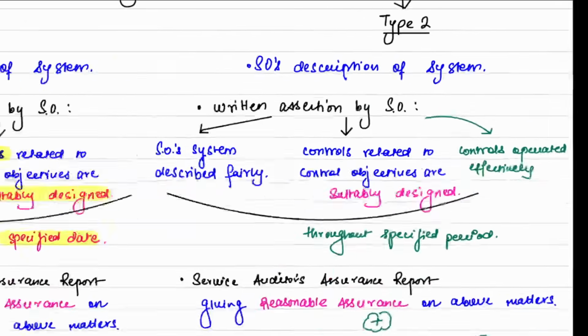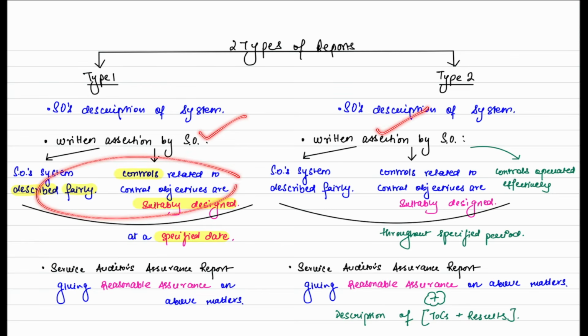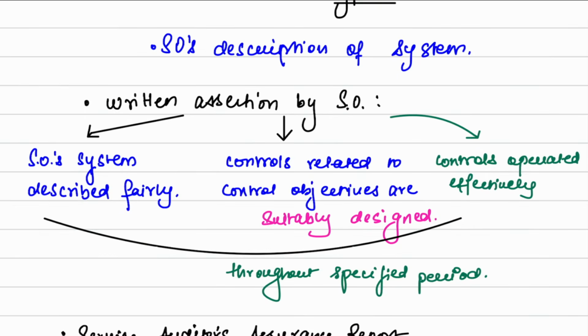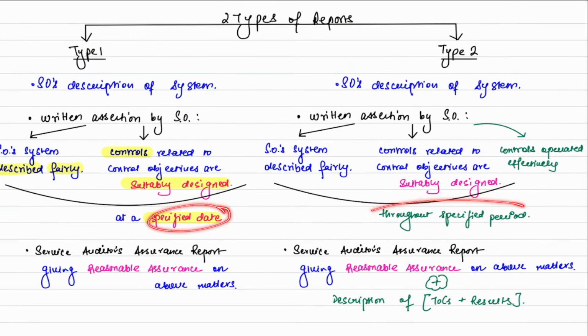Okay, sir. Type 2 report is also like the type 1 report. Description of the system, description of the system. Written assertion, written assertion. These 2 points and these 2 points are also the same, but the additional point is, here the management asserts that the controls at the service organization are also operating effectively. Here it was at a specified date, but here it is throughout the specified period. Again a reasonable assurance. But because you are giving an assurance on the operating effectiveness, you also need to describe the test of control and the results. Are the differences clear to you? Yes, sir. These are crystal clear.